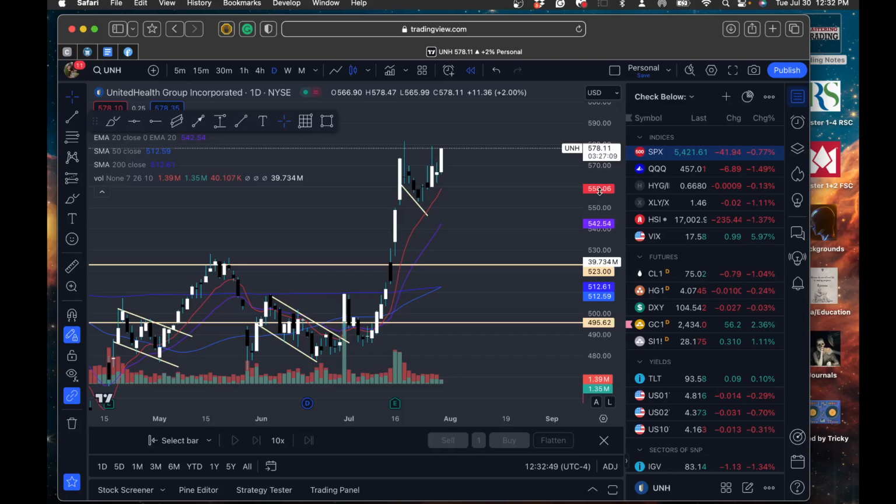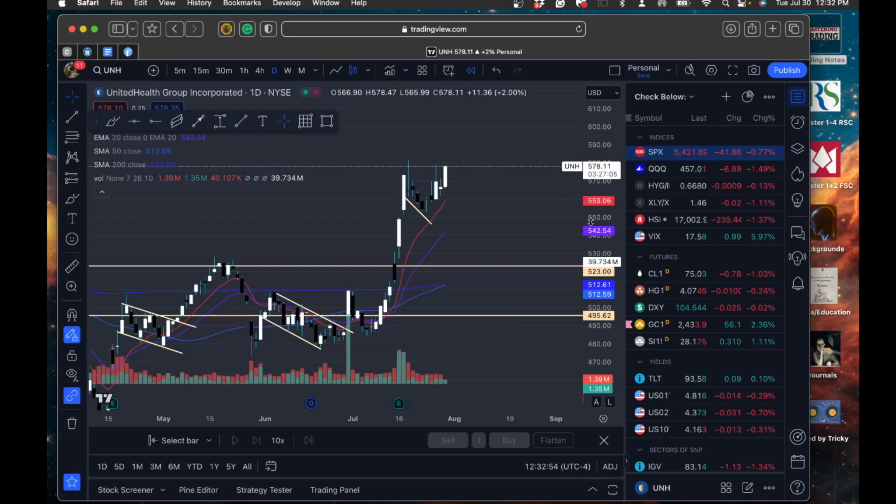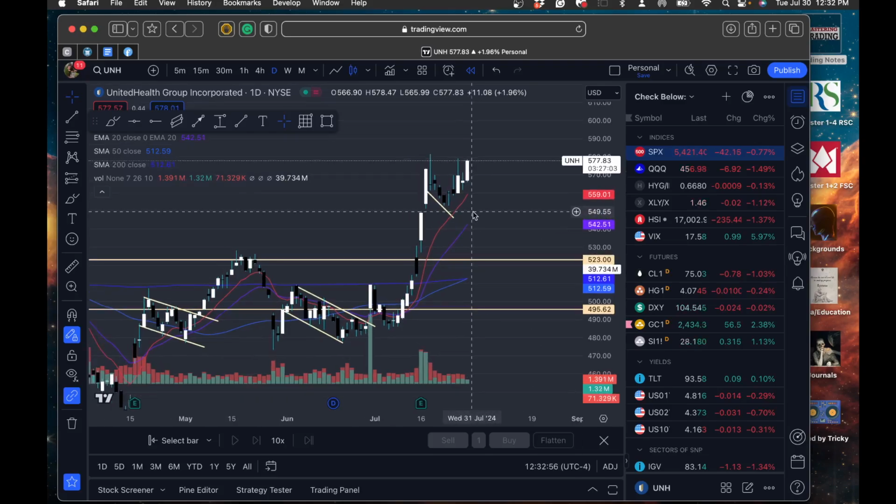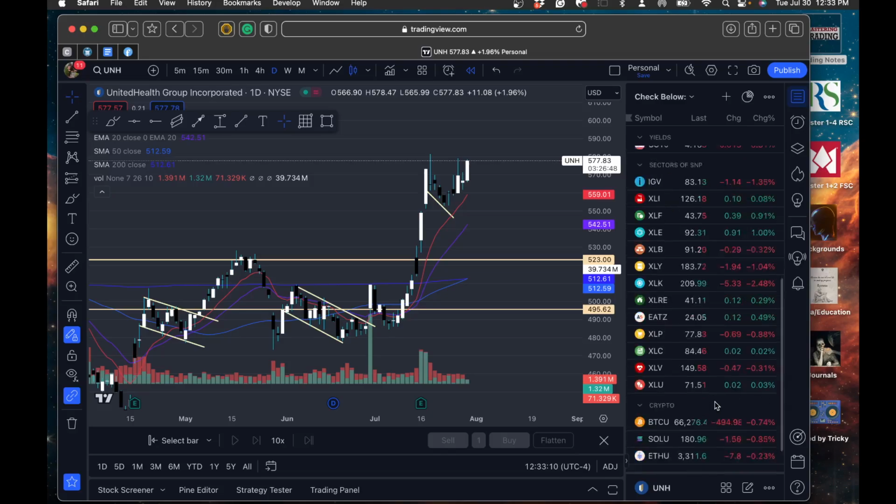Now, excuse me. This isn't always going to work. You can't just do this on every single setup. Why? Because not all sectors are going to be receiving inflow. Not all sectors are going to be strong in terms of a weak market, and they're not even going to necessarily be strong in a strong market. So it's important to understand what sectors you're trading. In this case, it was XLV, healthcare.